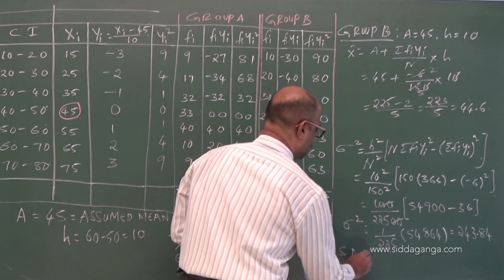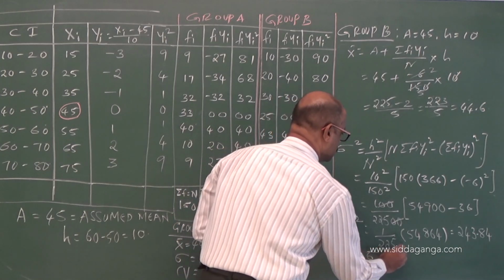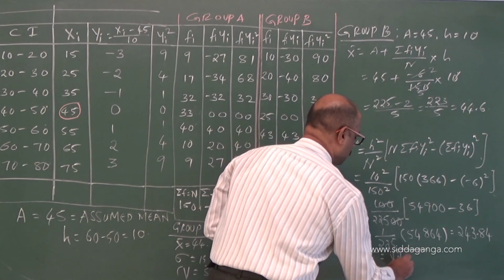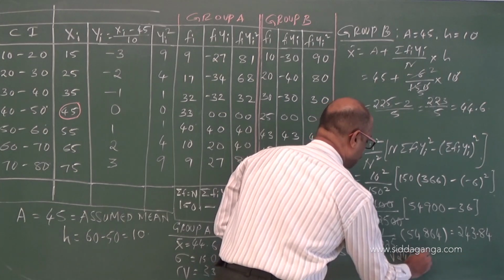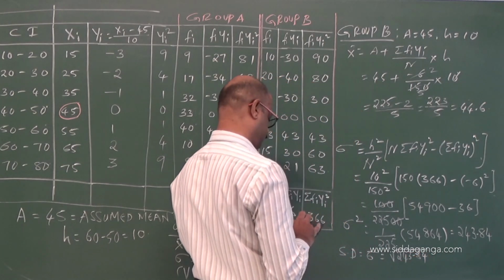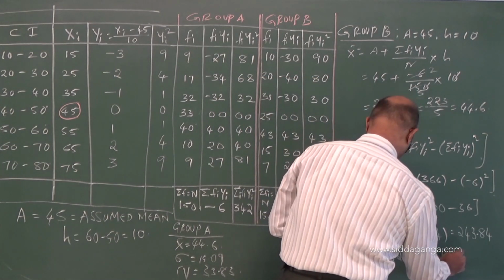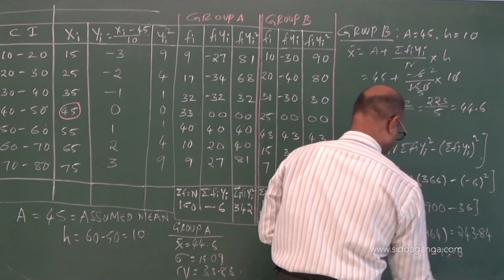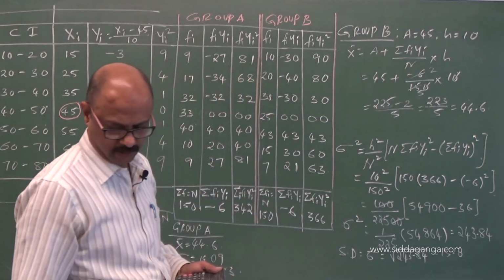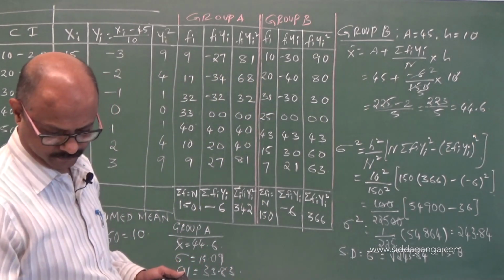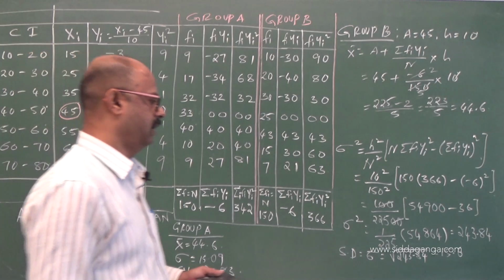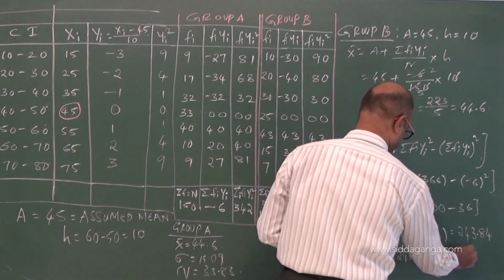Now we will find the standard deviation, that is sigma is equal to root of 243.84. You will get 15.6 or 15.61.